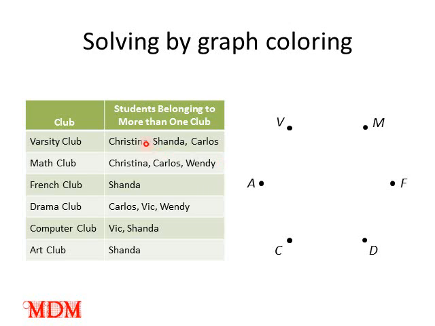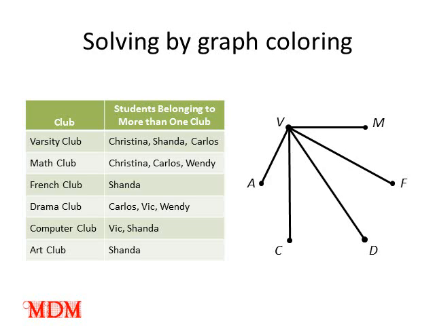Looking first of all at the varsity club, we see Christina is the first student listed. Christina also is a member of the math club, so we must connect those with an edge. Then Shonda is a member of the varsity club. She's also in the French club, the computer club, and the art club, so we're going to connect those vertices to V as well. Then Carlos is another member of the varsity club. Carlos is in the math club, and we've already taken care of that. And he's in the drama club, so we're going to connect the varsity club to the drama club.